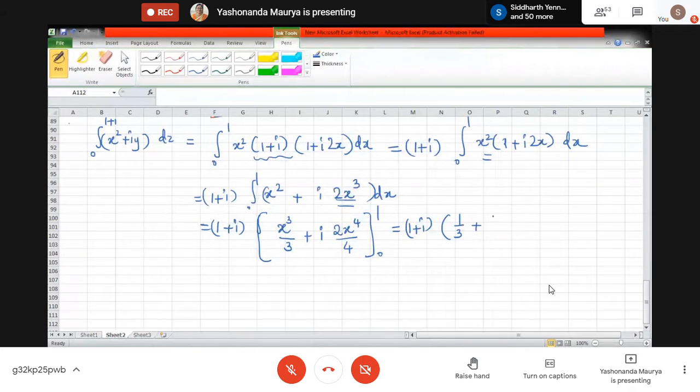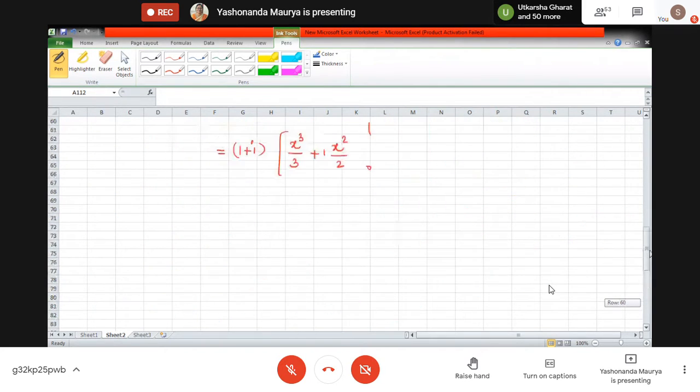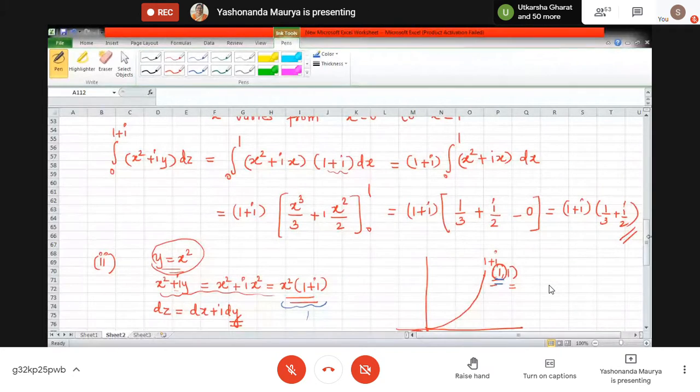plus I times 1 by 2. Now let us compare this answer with the previous one. Right now this is our expression, this is our answer. And here this is 1 plus I on... So are we getting the same answer? Yes, ma'am, we are getting the same answer.